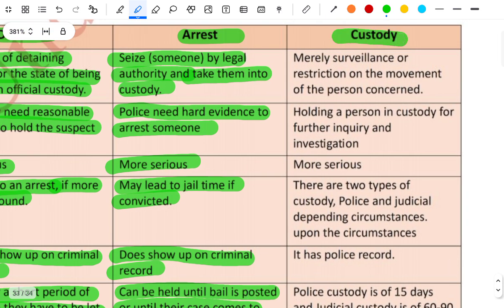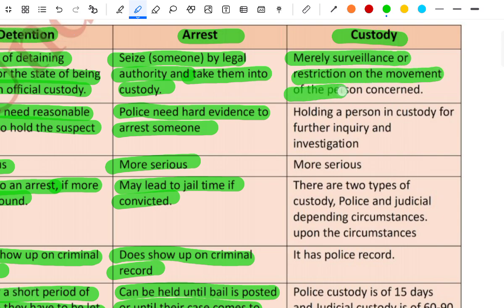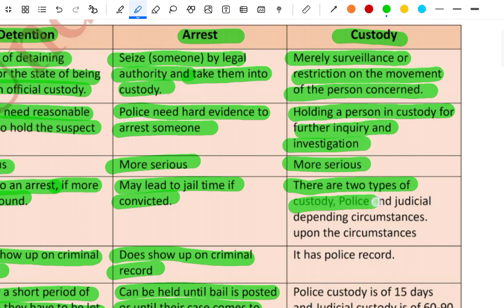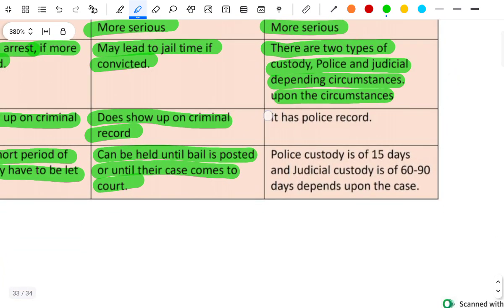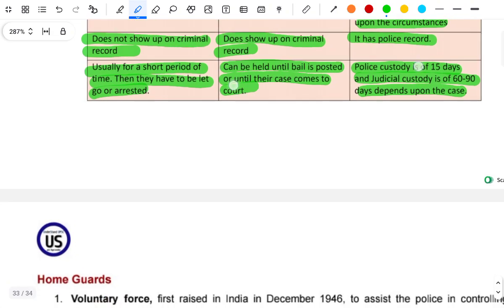Custody is merely the surveillance or restriction on the movement of the person concerned, holding a person for further inquiry and investigation. It is more serious. There are two types of custody, police and judicial, depending on the circumstances of the case. It has the police record. The police custody is 15 days and the judicial custody is 60 to 90 days depending upon the case.